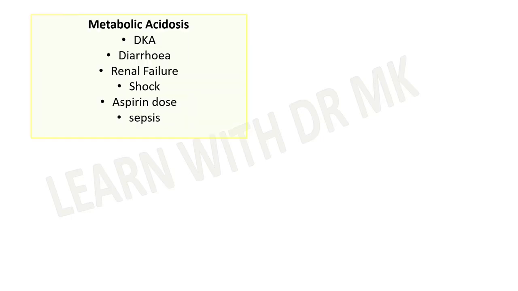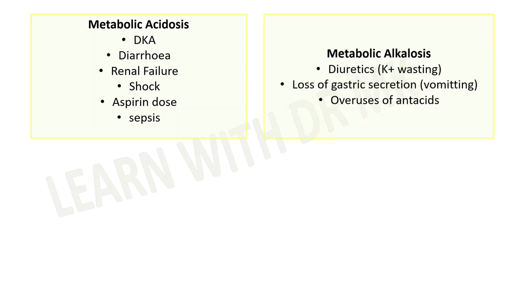Bismillahirrahmanirrahim. Today we will discuss ABGs. So, what are the causes of metabolic acidosis? Number one, DKA, diarrhea, renal failure, shock, aspirin dose, and sepsis.